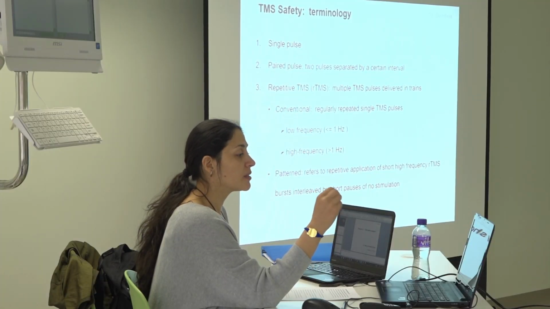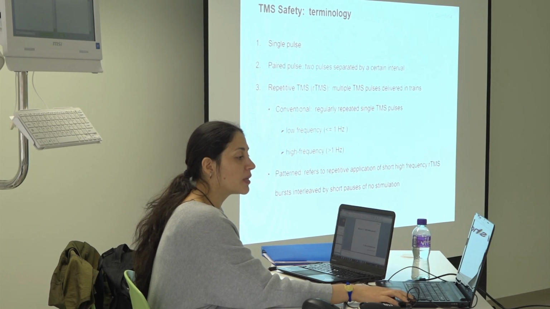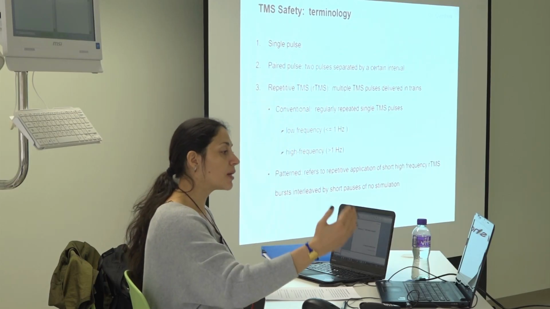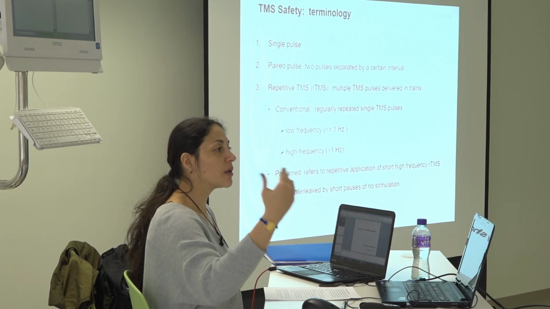Repetitive TMS is when you deliver several pulses, so pulses delivered in trains. It could be conventional or patterned. Conventional are normally offline protocols, which are regularly repeated single TMS pulses at a certain frequency.